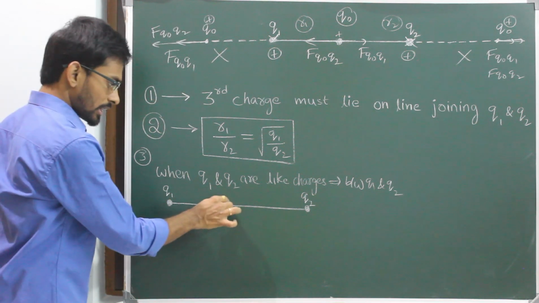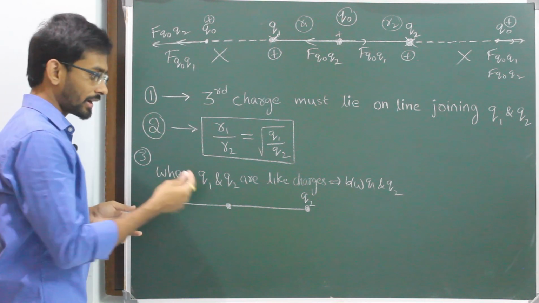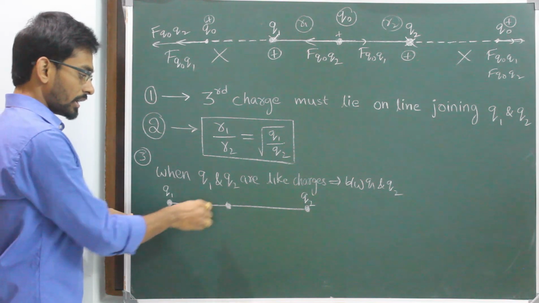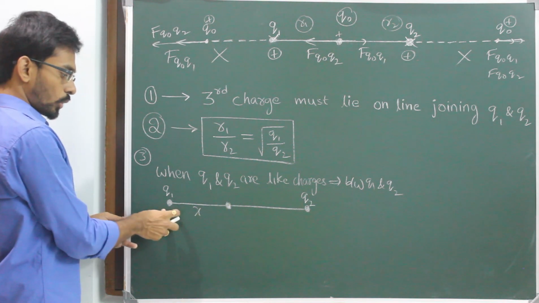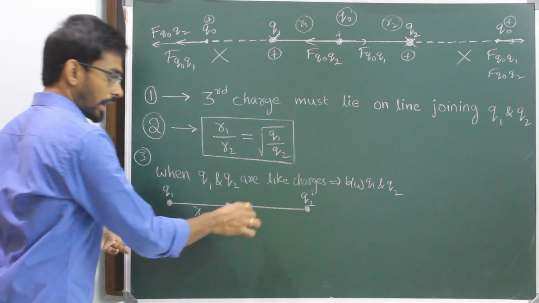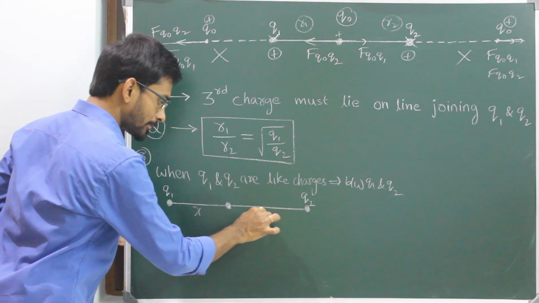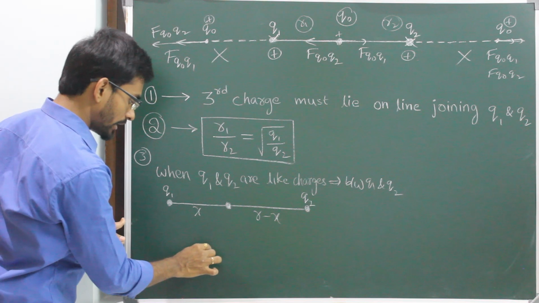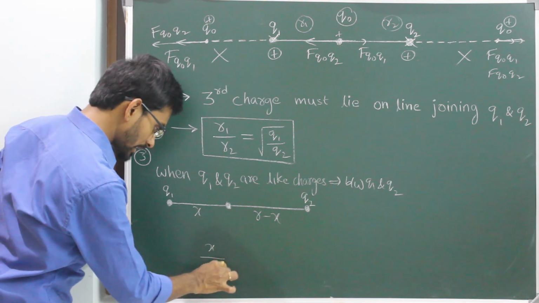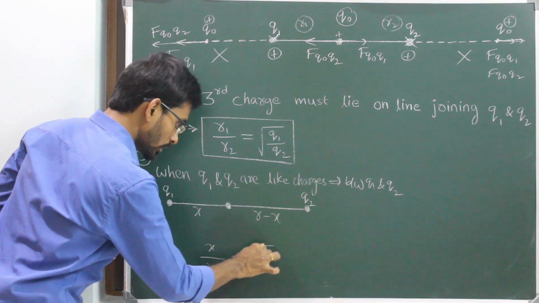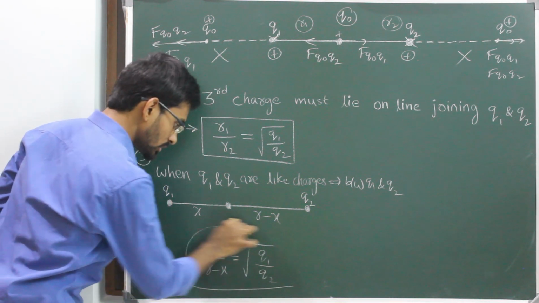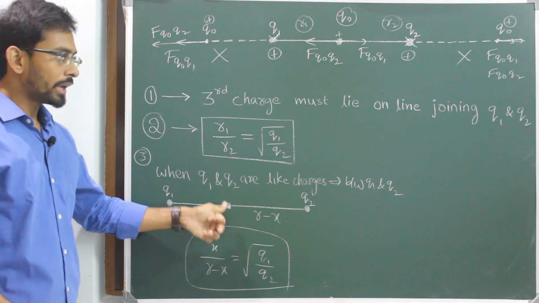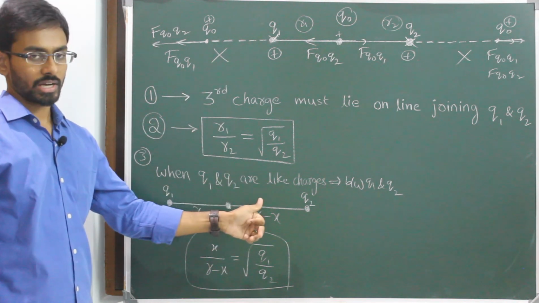Okay. Now how do we calculate the distance, where it lies, the actual position? How do we find this equilibrium position? Let us take the equilibrium position to be at a distance x from Q1. So R1 will be equal to x, and with the total distance R, R2 will be R minus x. We know R1 by R2 has to be under root of Q1 by Q2. So x by R minus x is equal to under root of Q1 by Q2. From this you can calculate the value of x. That is how to find the equilibrium position when Q1 and Q2 are like charges.